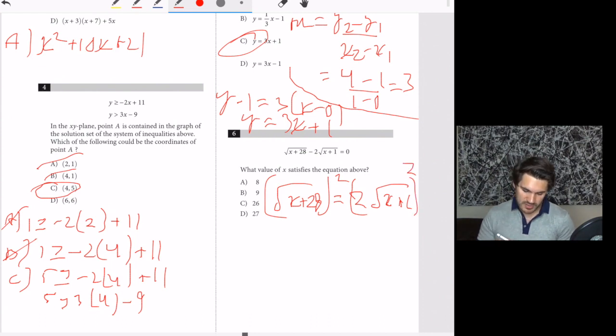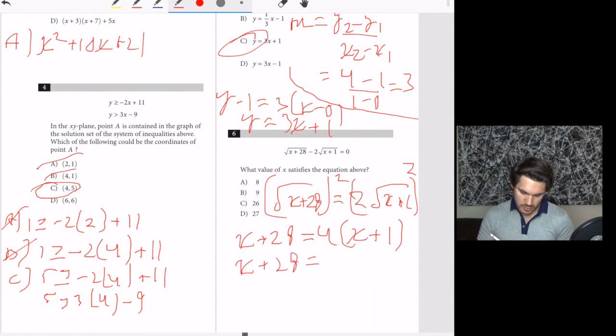And remember, we got to square everything on both sides, right? So on the left side, we'll just get x plus 28 equals, so we got to square the 2 also, so it equals 4 times x plus 1. Distribute at the right side. x plus 28 should equal 4x plus 4. Combine like terms. So we'll get 24 equals 3x, and x will equal 8. Cool.